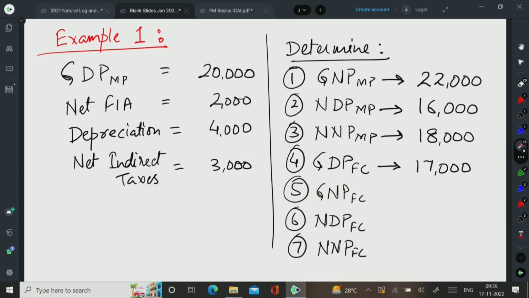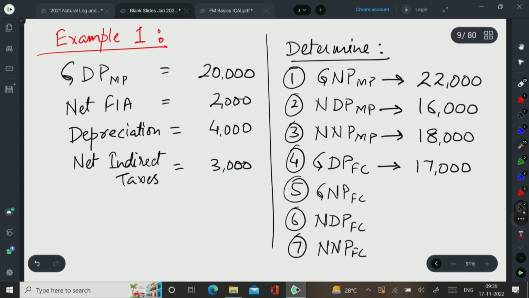So now next one, it is GNP at factor cost, gross national product at factor cost. So you can do one thing, you can take gross national product at market price and subtract 3,000 simply. So let me do that for you. Subtracting 3,000, we get 19,000.